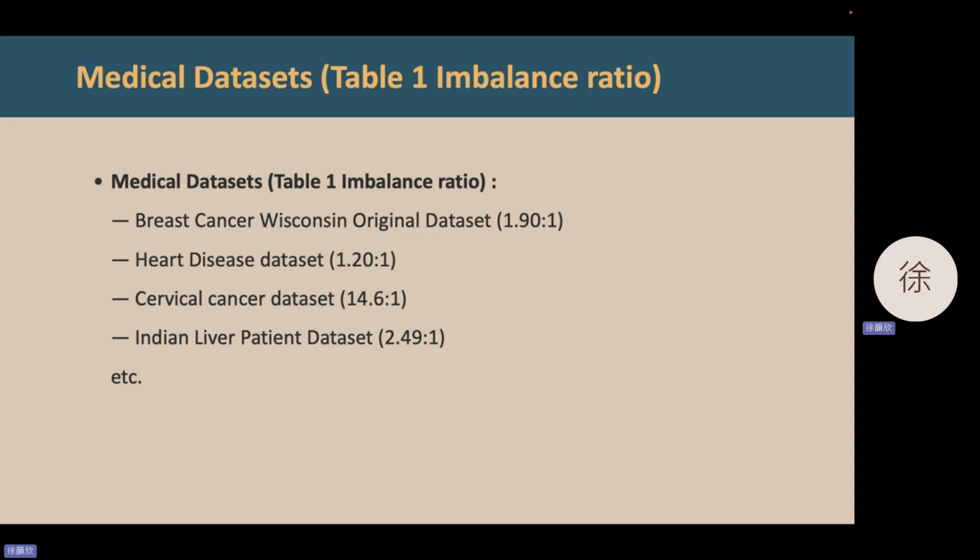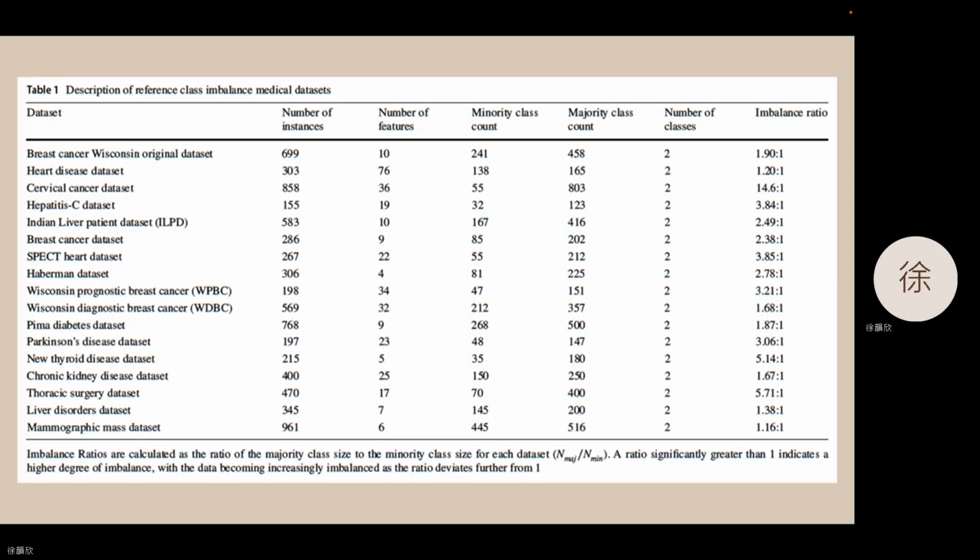Okay, so the imbalance ratio refers to the ratio of the number of majority class samples to the number of minority class samples, which is used to measure the degree of data imbalance. And Table 1 is the description of reference class imbalance medical data sets. This table provides the detailed description of the reference medical data sets listed in Figure 4.